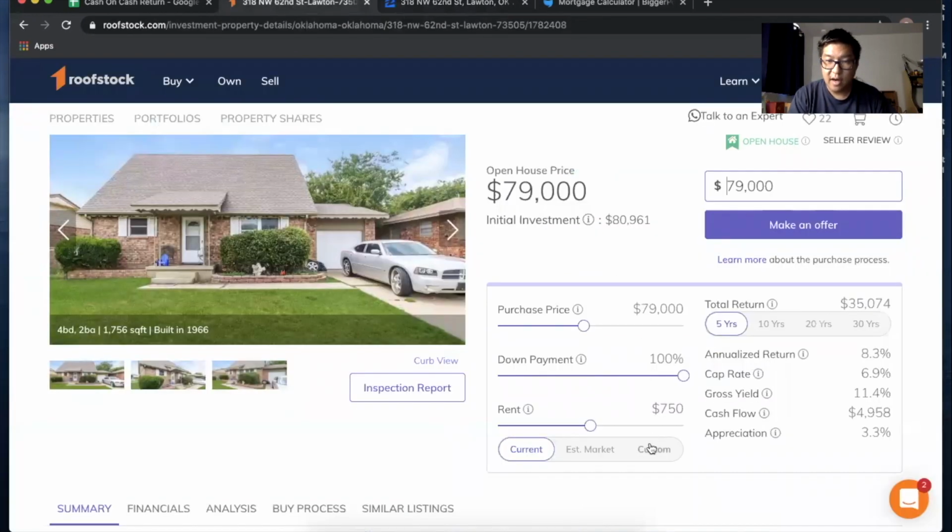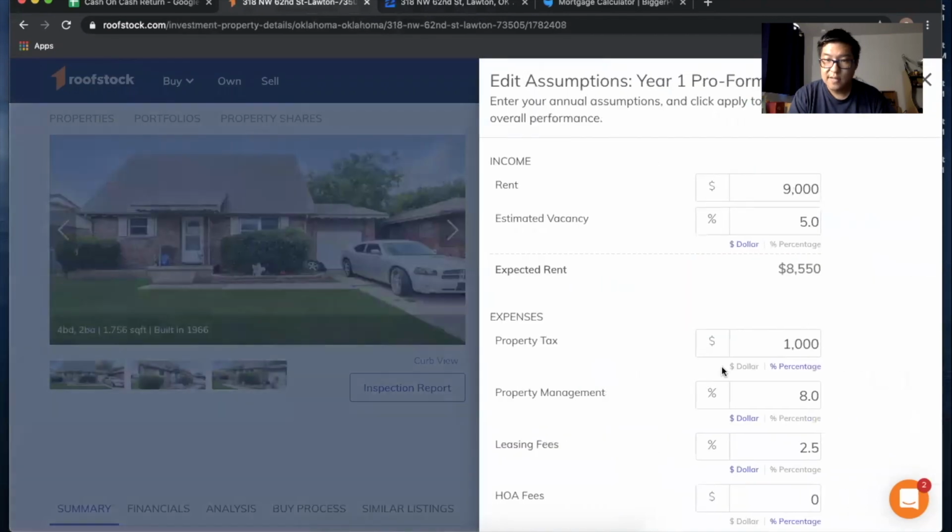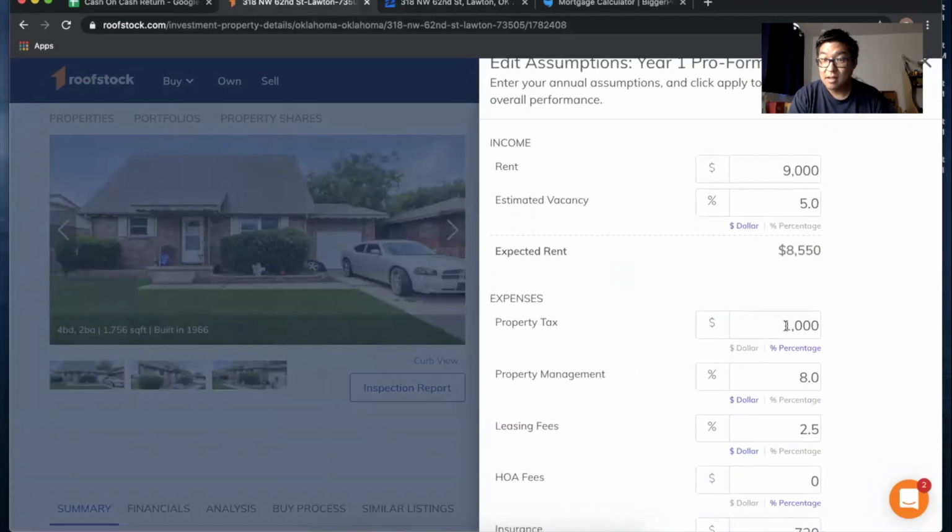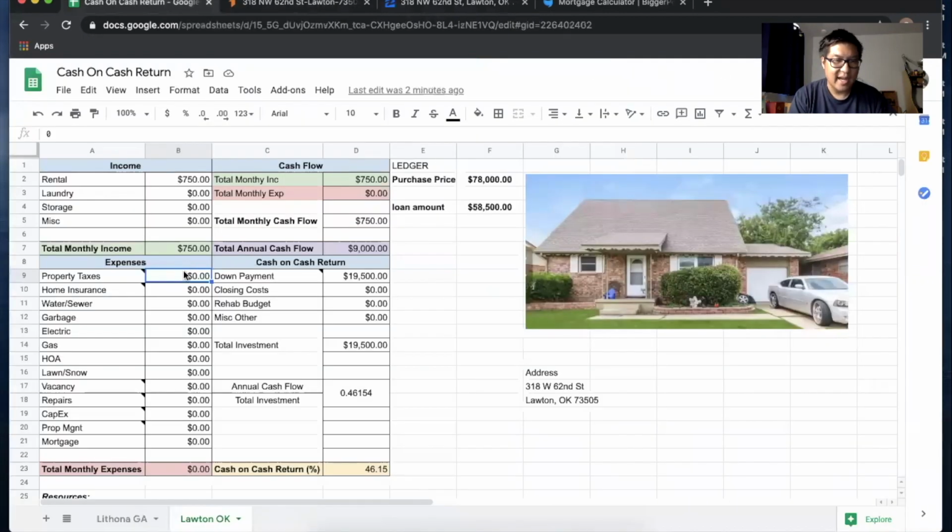Interestingly enough, on Roofstock, they budgeted about $1,000 for property tax. So I'm going to split it down the middle. I'm going to say probably just 850. 850 would be a good estimation for property tax. Let's just make it 900 to be safe. 900, this would be a conservative amount.